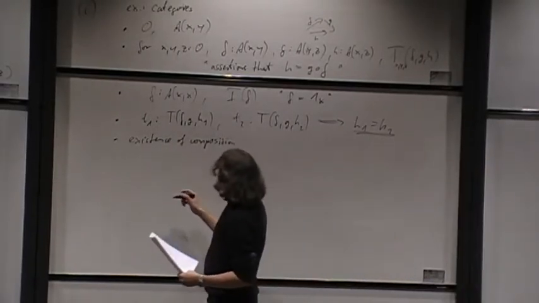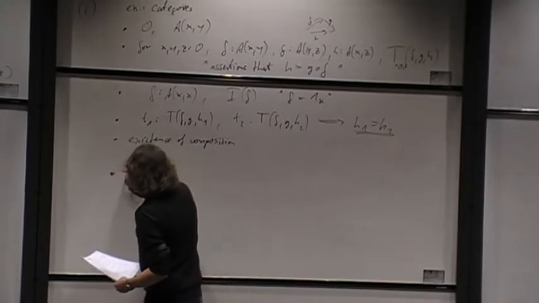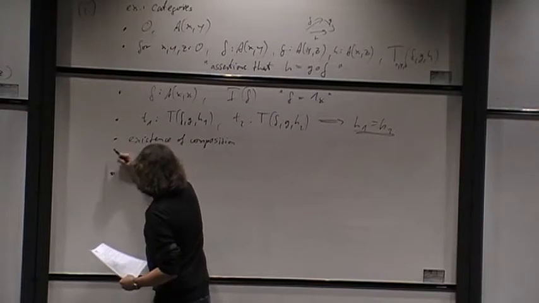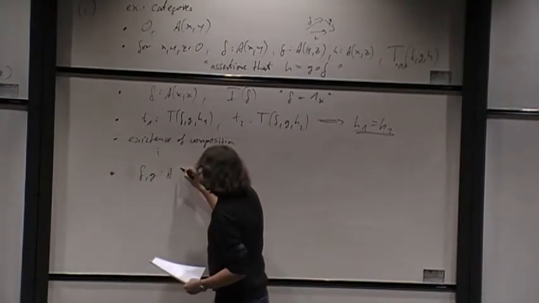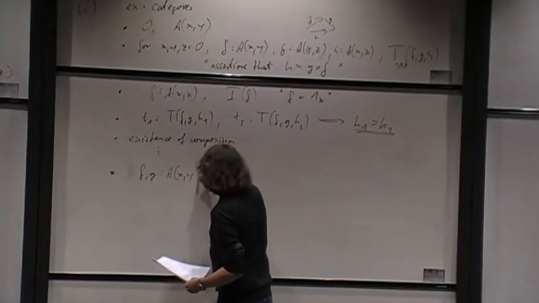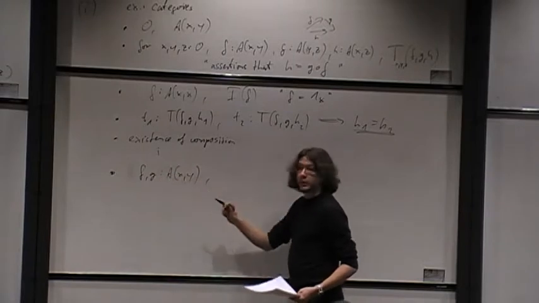Okay? So there are a couple of things that I haven't written down. But we also want to have, if f and g are two parallel arrows, we also want to have a collection of assertions that f is equal to g.